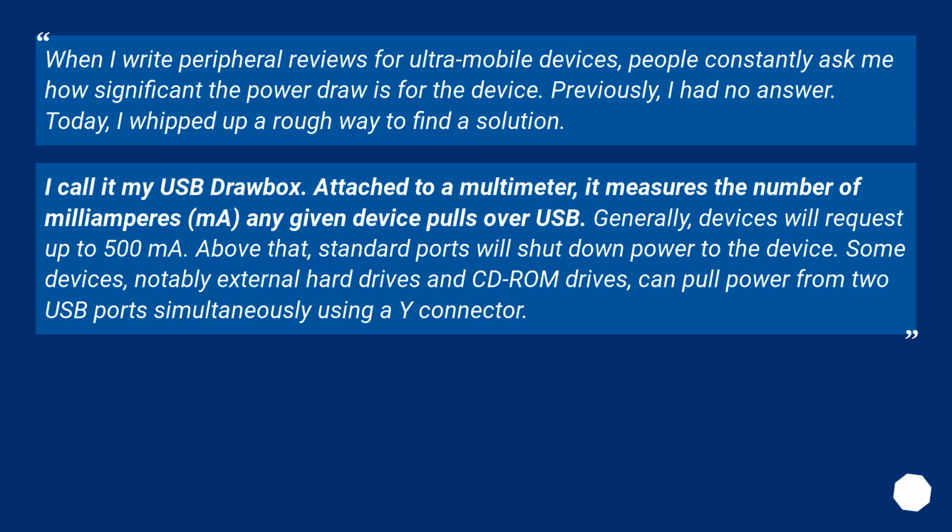One very cool way I found: this URL. When I write peripheral reviews for ultramobile devices, people constantly ask me how significant the power draw is for the device. Previously, I had no answer. Today, I whipped up a rough way to find a solution. I call it my USB drawbox. Attached to a multimeter, it measures the number of milliamperes, mA, any given device pulls over USB. Generally, devices will request up to 500 mA. Above that, standard ports will shut down power to the device. Some devices, notably external hard drives and CD-ROM drives, can pull power from two USB ports simultaneously using a Y connector.